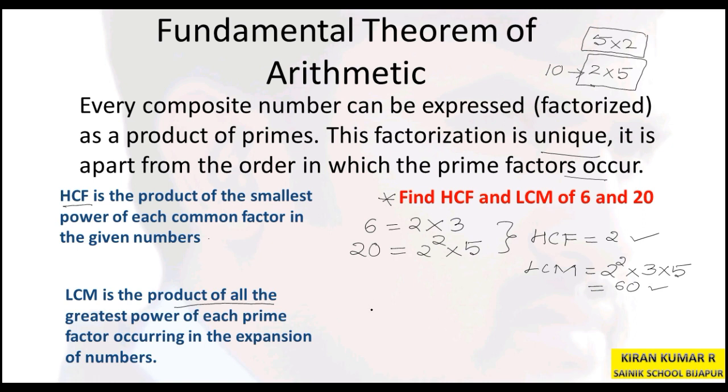Look at an important property related to this concept. Here, HCF into LCM will be equal to 6 into 20, the product of the numbers. Here the highest common factor is 2 and the least common multiple is 60. This will be equal to 6 into 20. Multiply, we get 120 equal to 120.